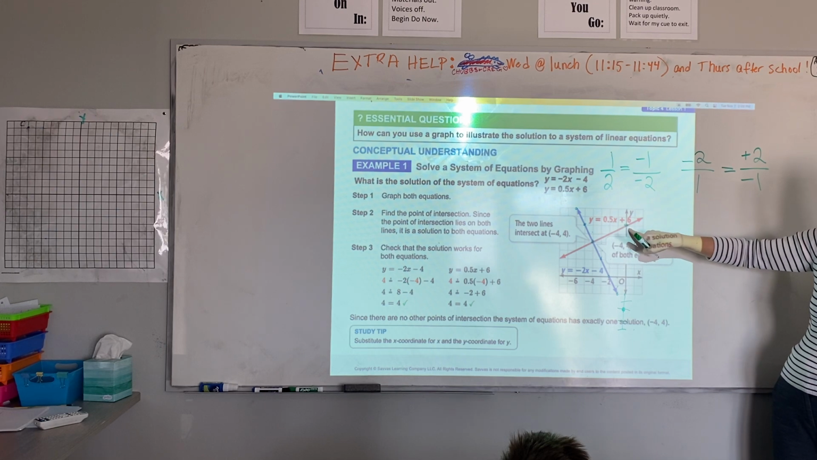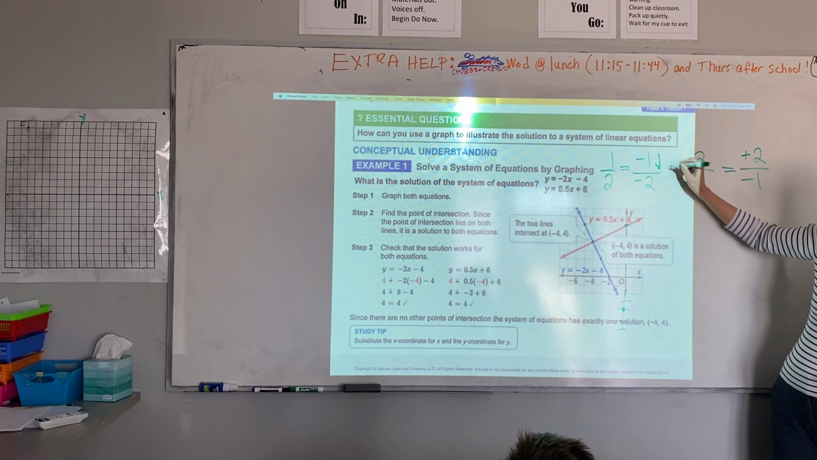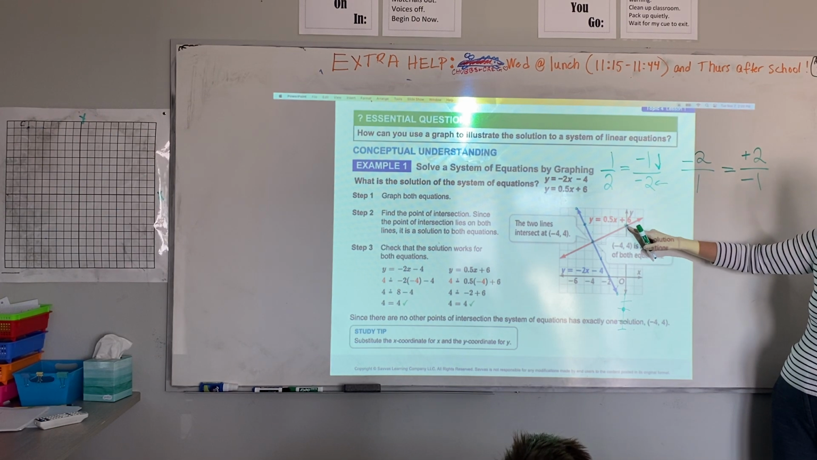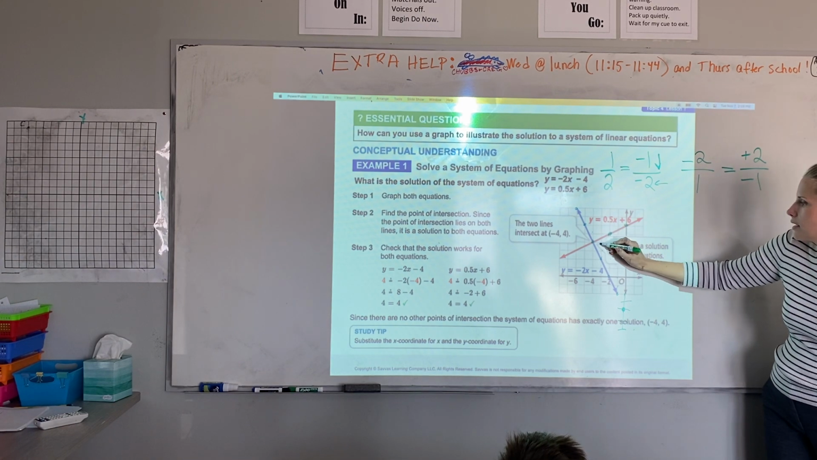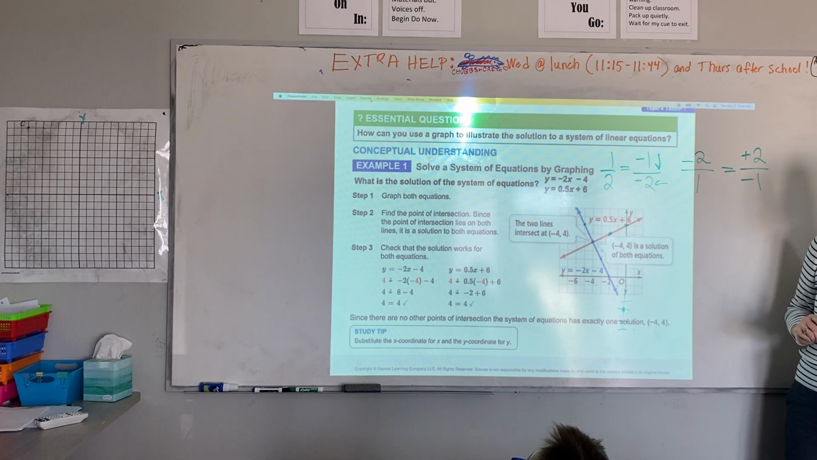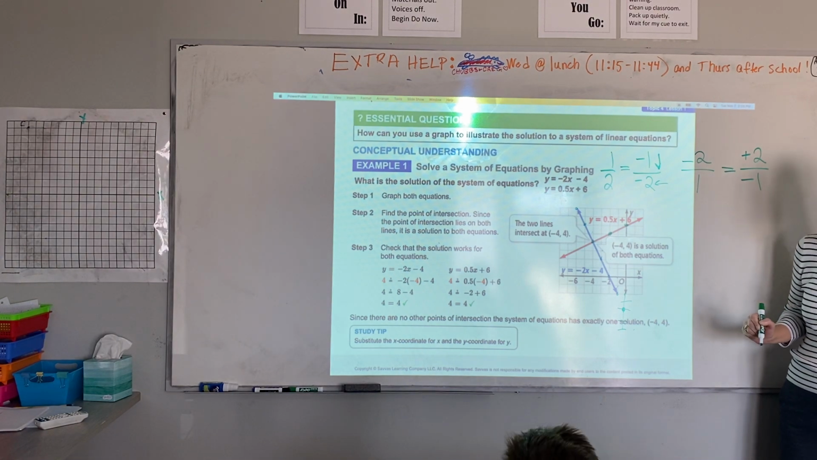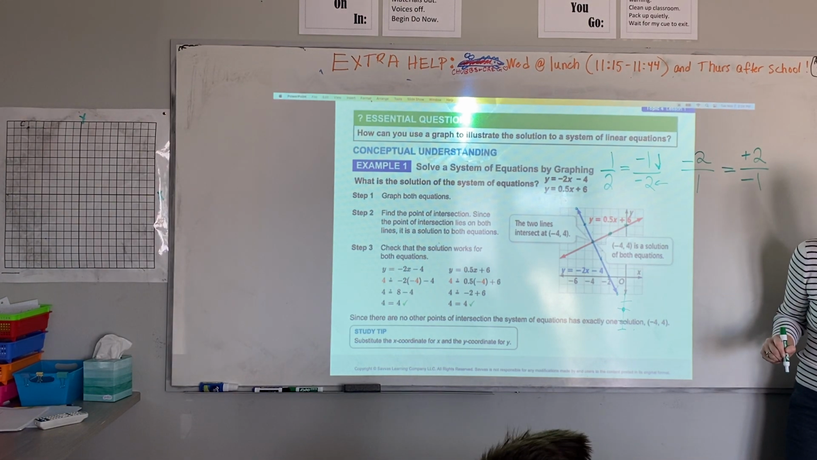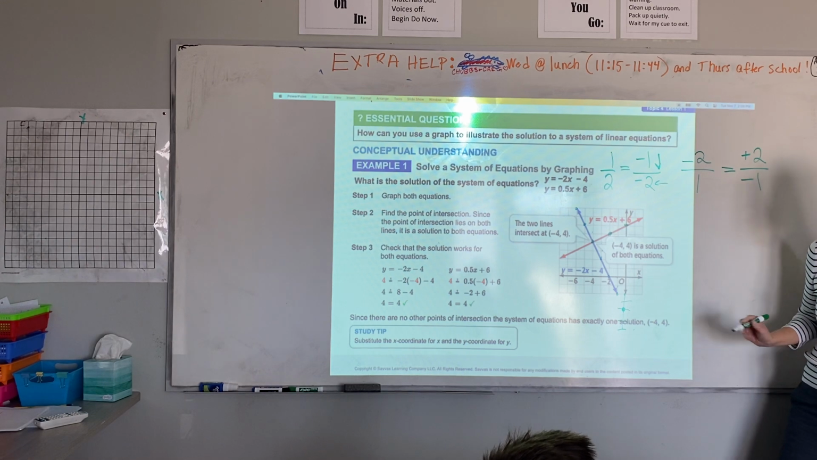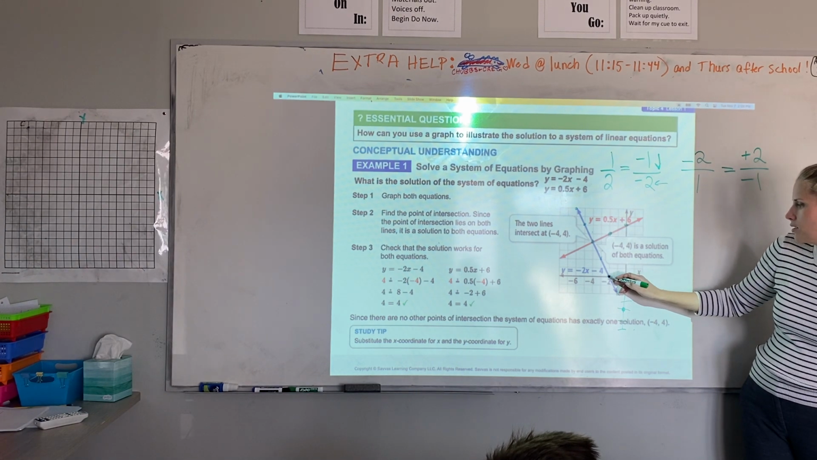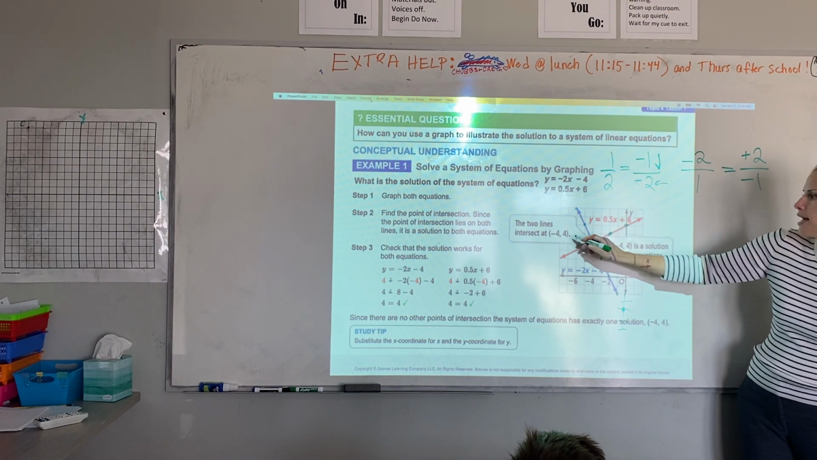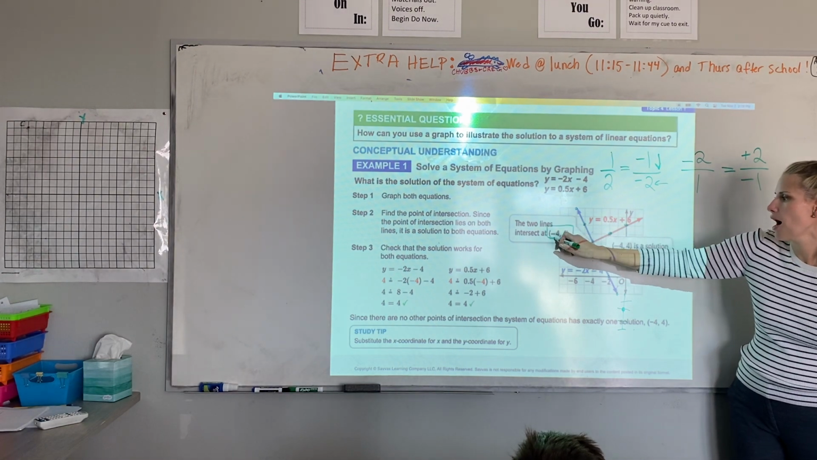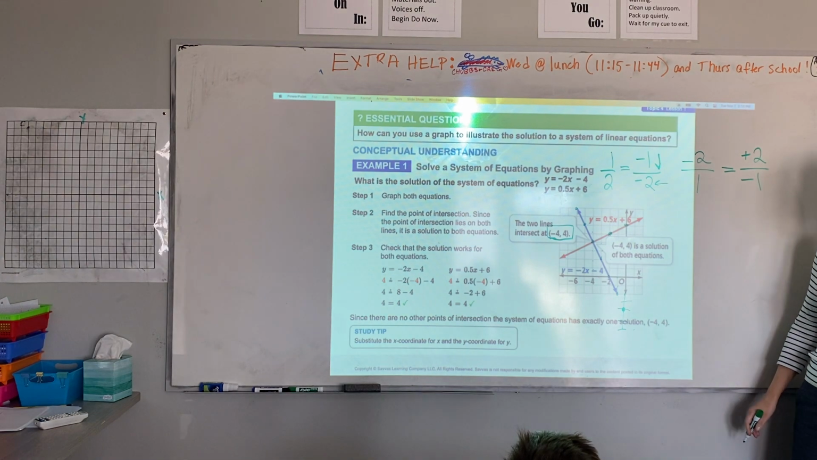That means I can take this and I can go down 1 and to the left 2. Down 1 to the left 2. Down 1 and to the left 2. Oh! I've already hit my point of intersection. That's my solution. Let's see what point that is. 1, 2, 3, 4. So that's -4 and 1, 2, 3, 4, +4. -4, +4 is my solution.